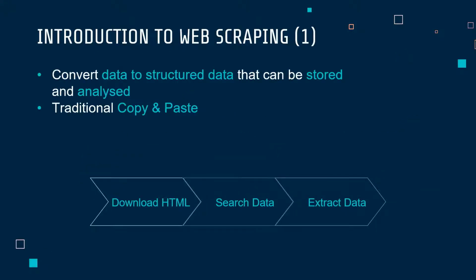Now, what is web scraping? Web scraping is a process of collecting structured web data in an automated fashion. It's also called web data extraction. Some of the main use cases of web scraping include price monitoring or price intelligence, news monitoring, market research, etc. You would usually convert data to structured data that can be stored and then analyzed. And the traditional way of doing this would be copy and paste.